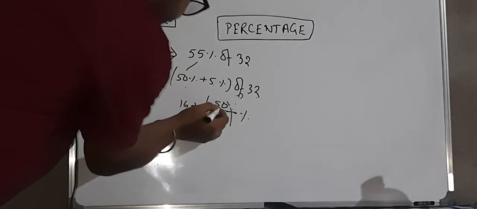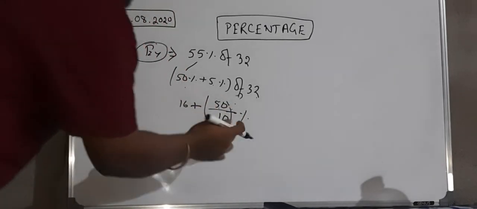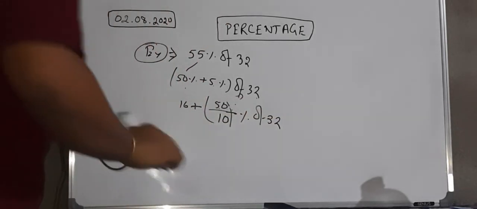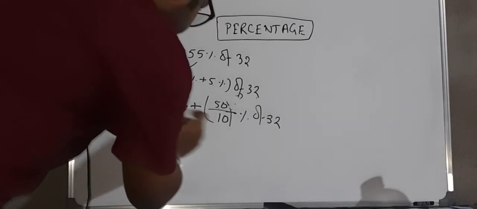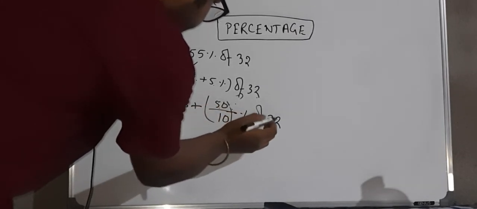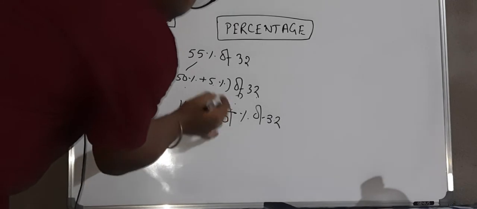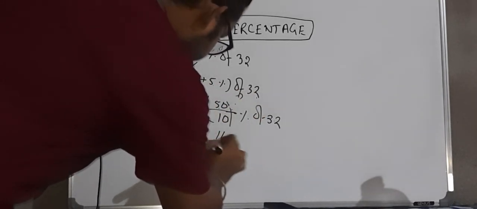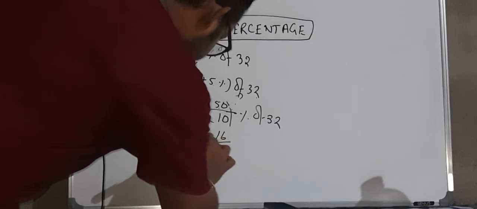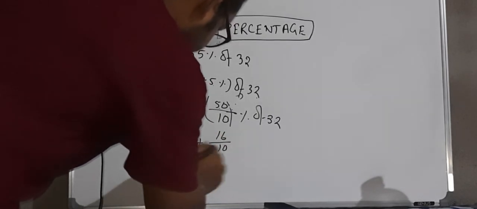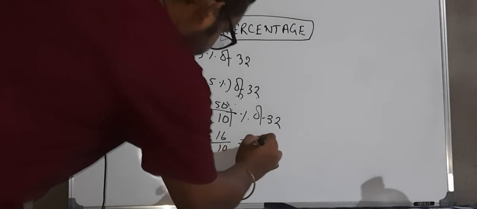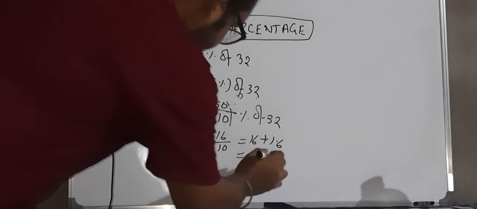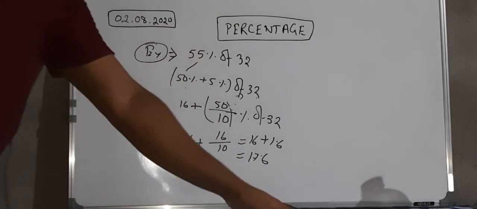50 by 10% of 32. Now 50% is 16. Again, 50% of 32 will give you 16. 16 by 10 is how much? 16 by 10 is 1.6. So 16 plus 1.6, or 17.6 is our answer, right?